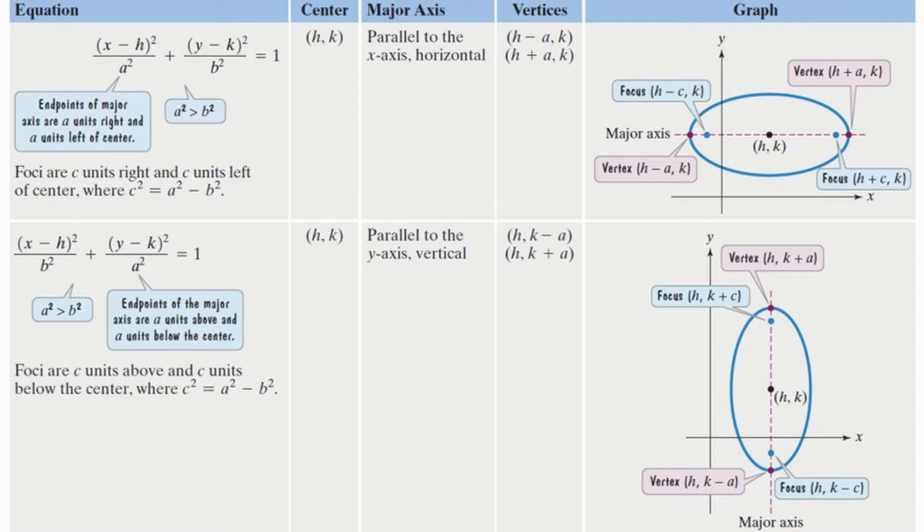Similarly, we have (x minus h) squared over b squared plus (y minus k) squared over a squared equals 1 for an ellipse centered at (h, k) that is oriented vertically. So in that case, our vertices and foci are going to be given in terms of the distances a and c away from the coordinate k.